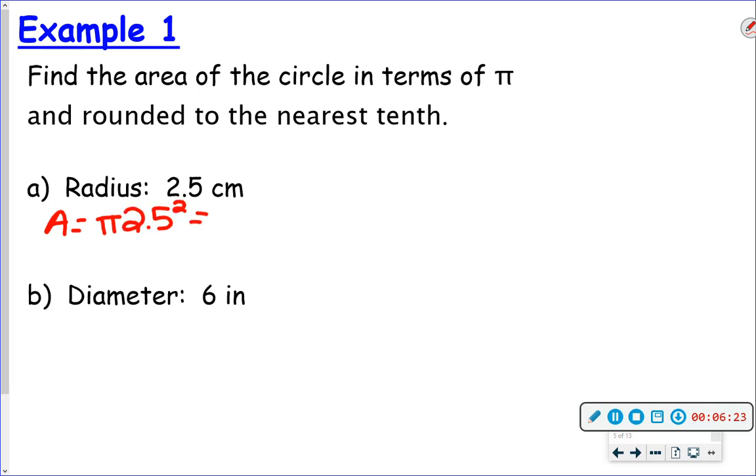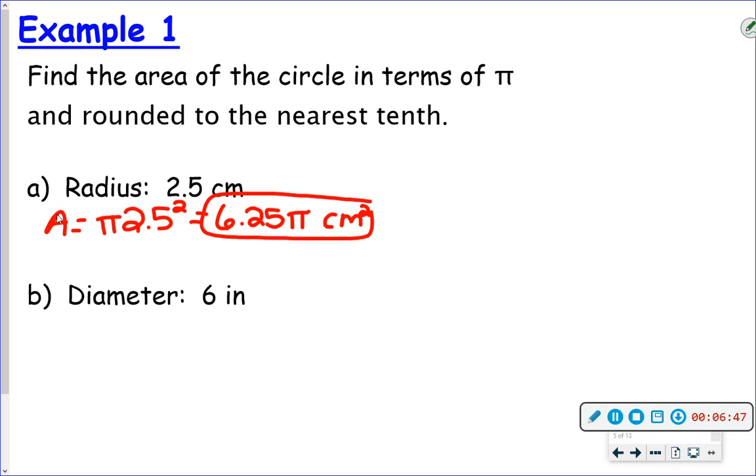So the first thing I'm going to do for my first exact answer, the only thing you're going to do, punch in your calculator, what's 2.5 squared? 6.25. So my exact answer is 6.25 pi. And you know I love a label, centimeter squared. So that is the exact answer.